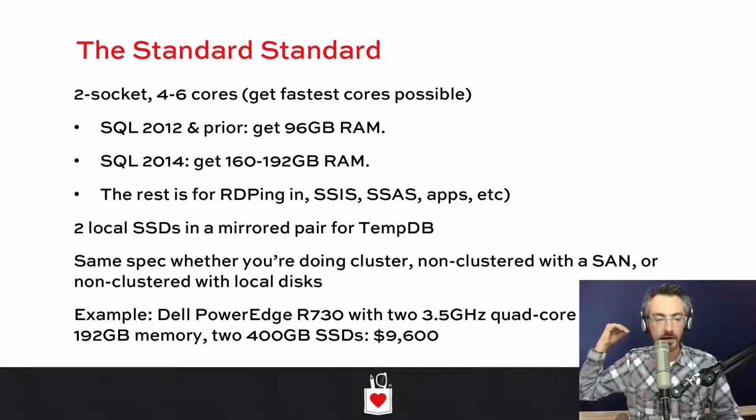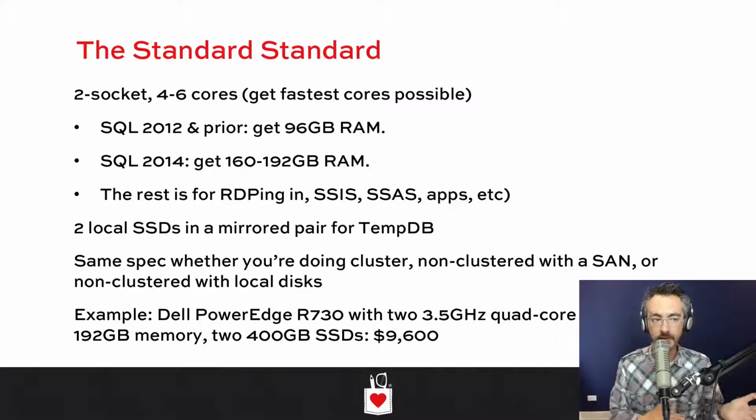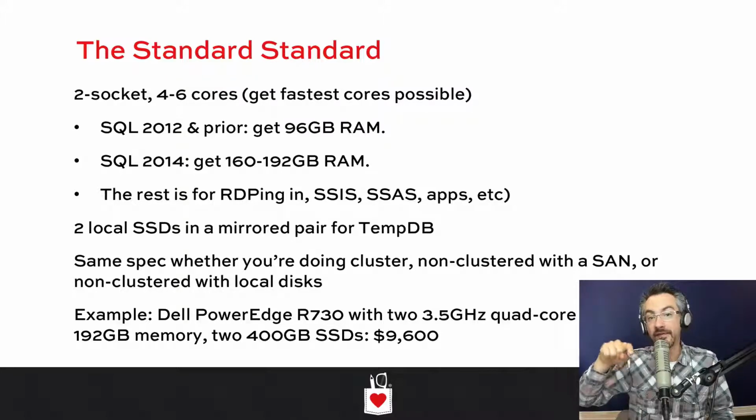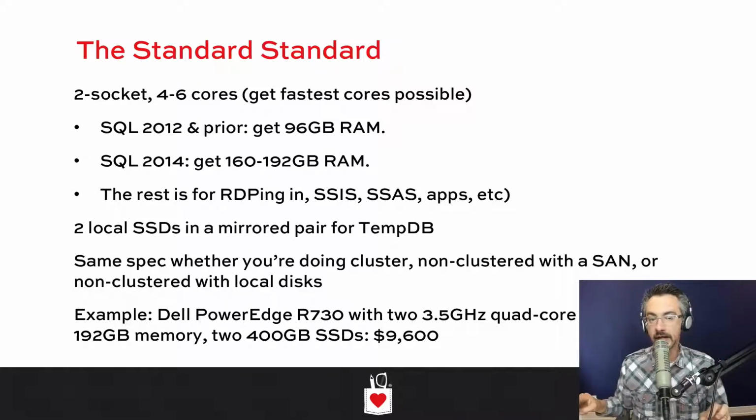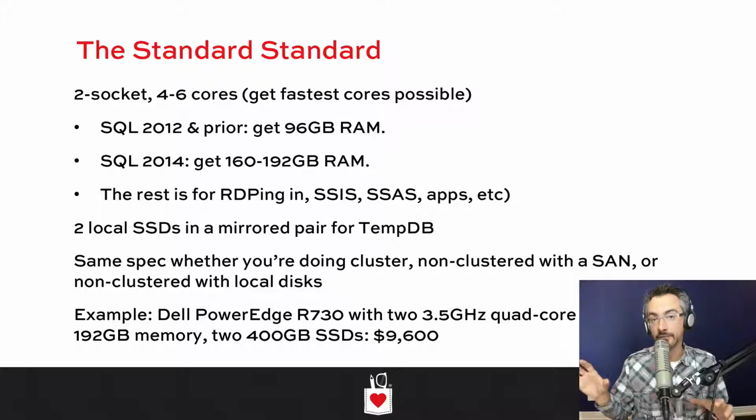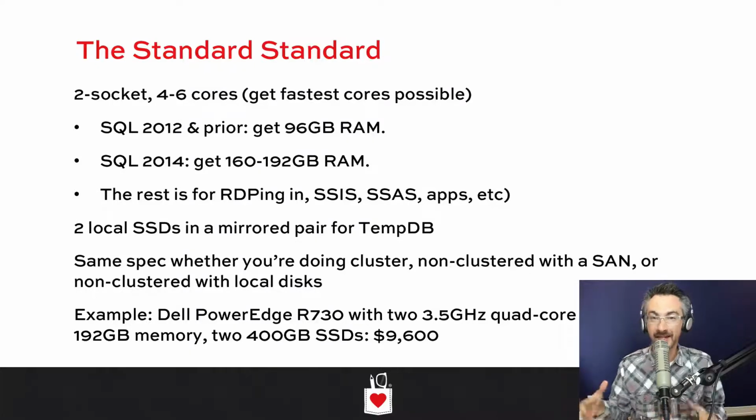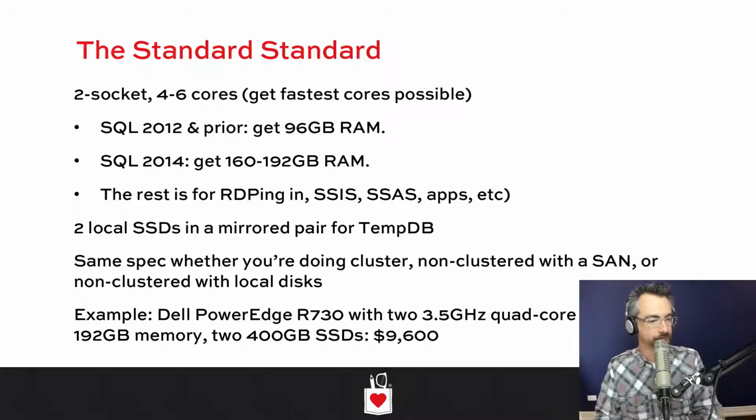You want 192 gigs of RAM if you're running on 2014 or newer, because yes, SQL Server will use above and beyond the limit. The limit of 128 gigs of RAM applies to the buffer pool, but other objects can go above and beyond that, like caching execution plans, for example. Plus, of course, you remote desktop in, you run apps, your backup app, your antivirus, SSIS, all that good stuff.